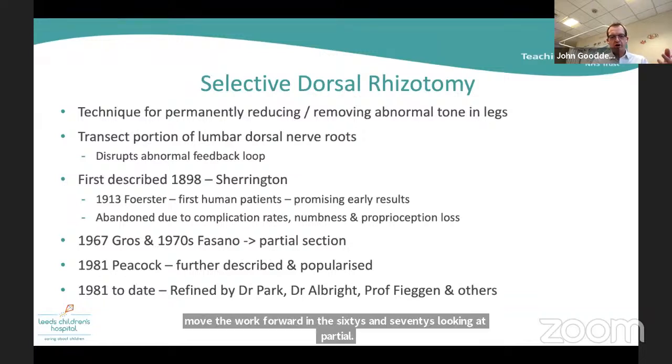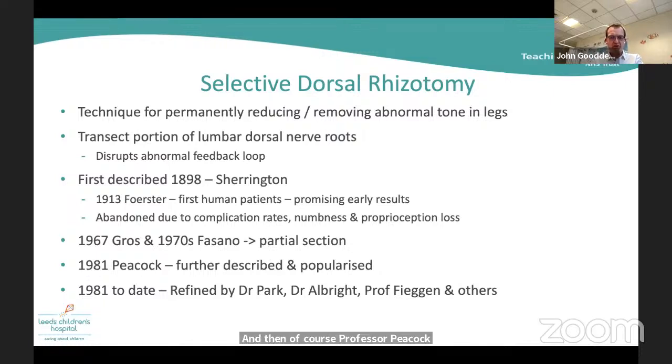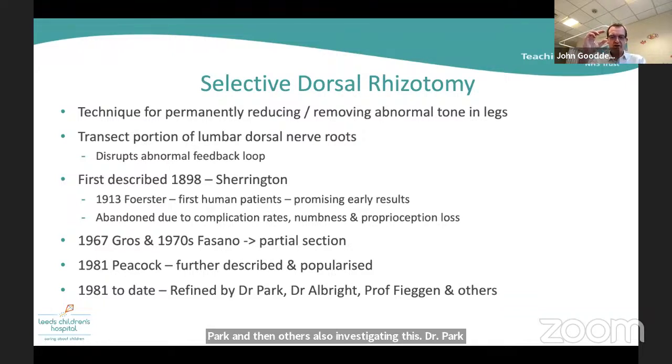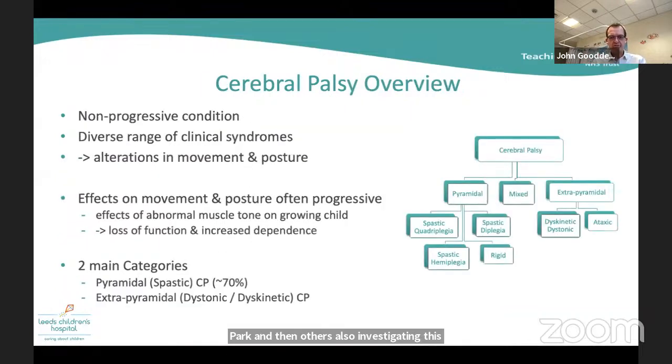Then, of course, Professor Peacock in 1981 published his series of rhizotomy patients with a multi-level laminoplasty or laminectomy. Then people such as Dr. Park and others also investigated this, with Dr. Park reducing it down to a single level approach, which is what I learned.